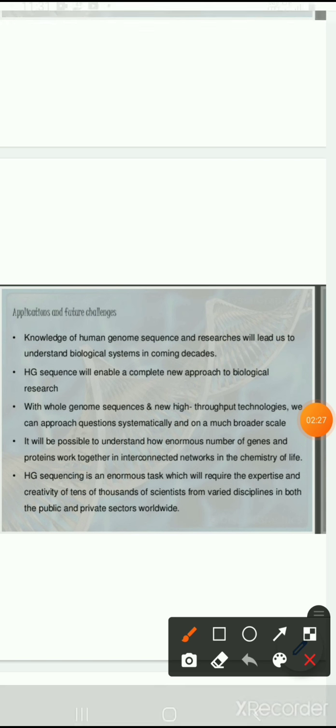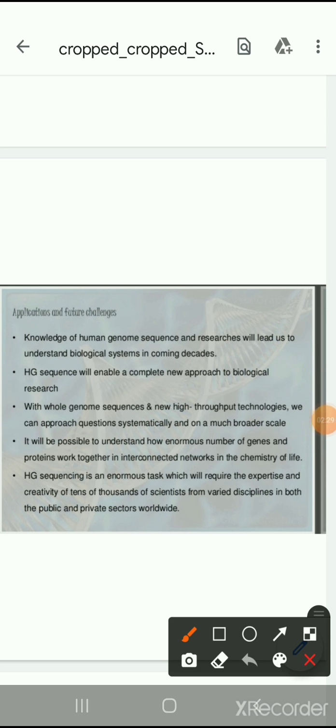Applications for future challenges: this knowledge is helpful in research involving biological systems, including human biology. With the whole genome sequence and newer technologies, we can be systematic in our approach to various medical questions on a broader scale. All the genes in a genome, for example all the transcripts in a particular tissue, organ or tumor, can be studied. So these are the applications and future challenges.